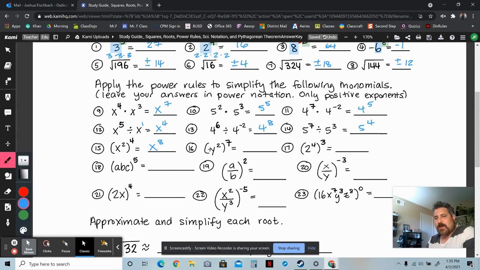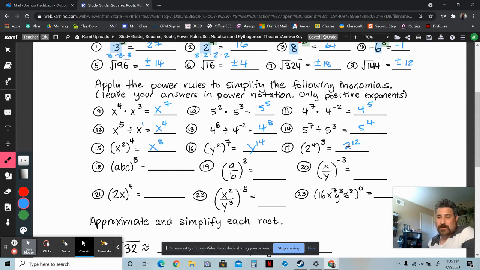All right, and then here's y to the 2nd raised to the 7th. That's y to the 2 times 7, which is y to the 14th. Here you have 2 to the 4th raised to the 3rd. That's 2 to the 4 times 3, which is 2 to the 12th. You can leave it like this because the answers are to be in power notation. Power notation means you can leave the value without its actual numerical value, just in shorthand notation where you've indicated what the power is. So this is x to the 8th, this is y to the 14th, this is 2 to the 12th.